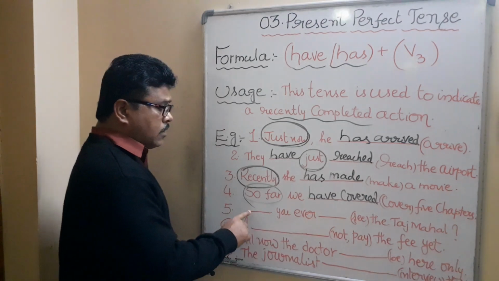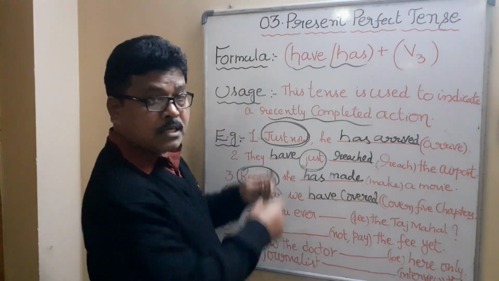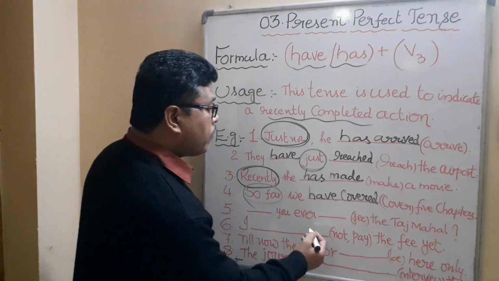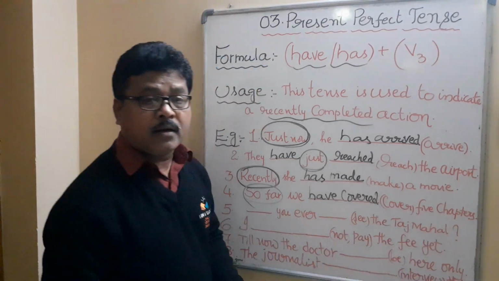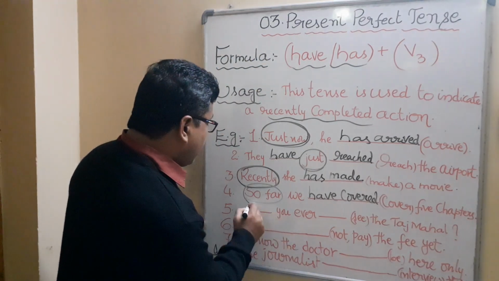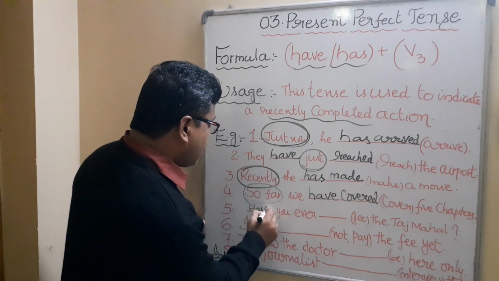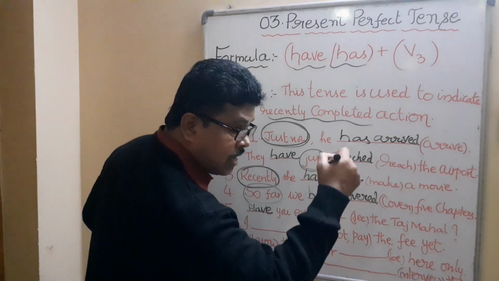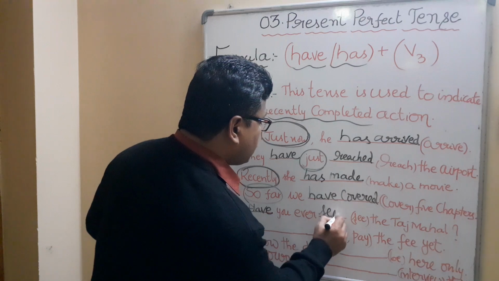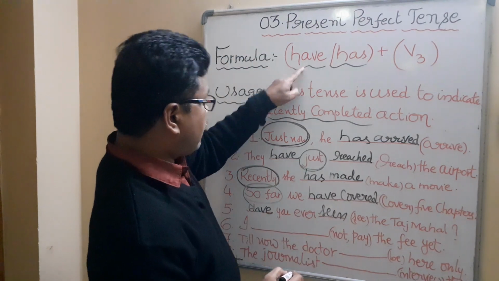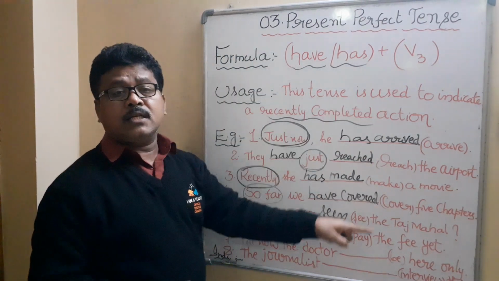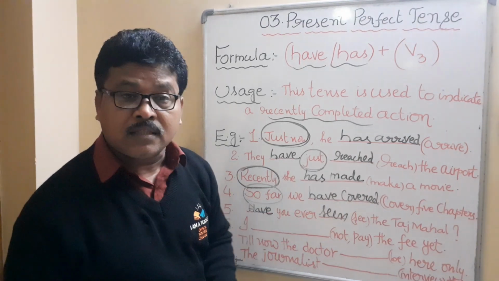Okay, next one, how to ask questions using present perfect tense. Have you ever seen the Taj Mahal? Okay, so have you, you takes have, have you ever, see, saw, seen, V3 is seen. So here we have to use have, here we have to use V3: see, saw, seen. Have you ever seen the Taj Mahal?